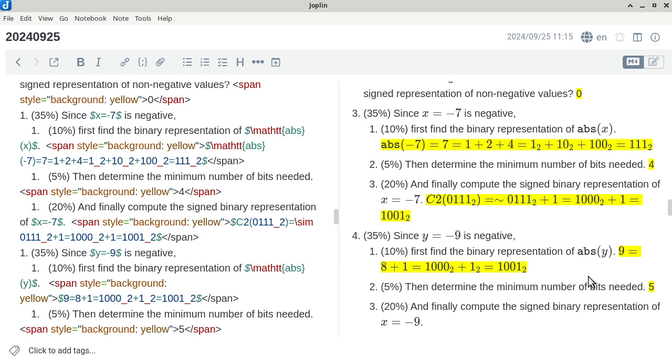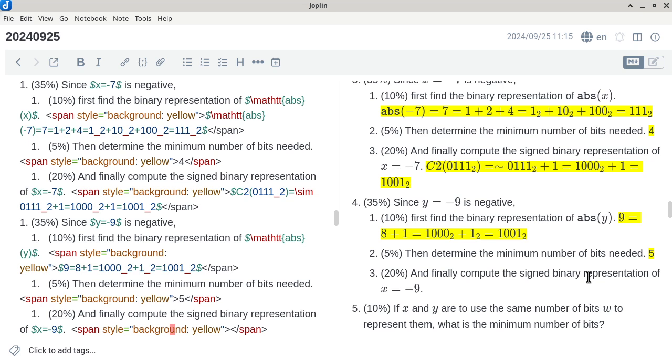Because otherwise, this is a really interesting example. If I just look at 1001, it is actually representing negative 7. So we need 5 bits in order to represent 9 in a signed fashion. Is that okay? All right. So now we look at the next question. Finally, compute the signed binary representation of negative 9. Kind of the same deal.